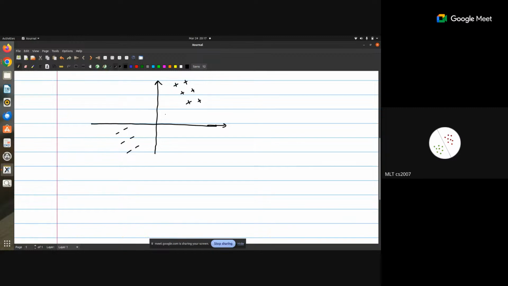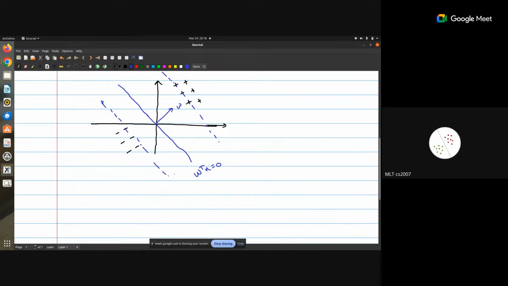Suppose this is my data, and this is, let's say, W. Then this is the line, and this line represents W transpose X equal to 0. The margin should be parallel, so suppose this line is the margin. Is this a solution? Yes, it can be a solution.